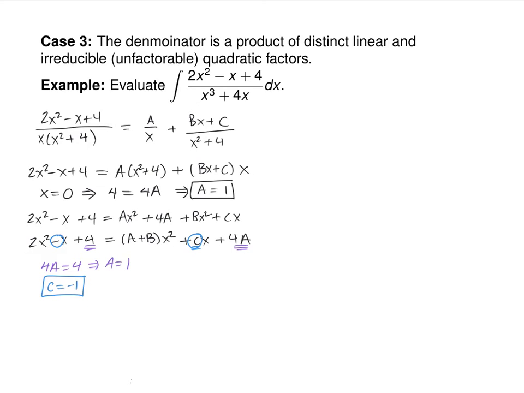So b is also... one second, make sure you all get it right. What does the a plus b have to equal? 2. And since you know a is 1, use that info. 1 plus b must equal 2, and therefore b is 1.